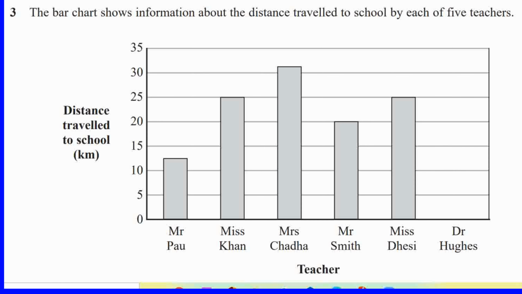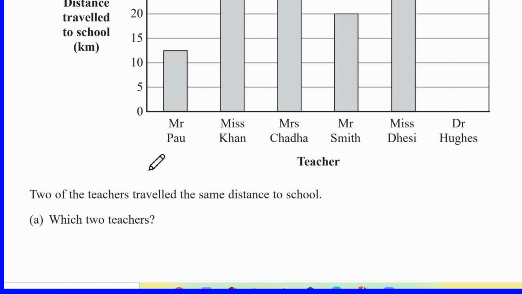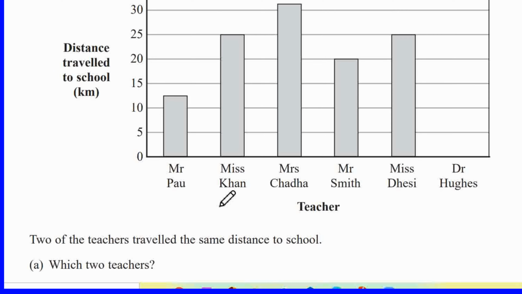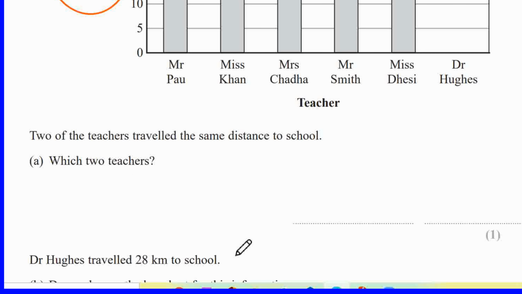Let's go to number 3. The bar chart shows information about the distance traveled to school by each of 5 teachers. 2 of the teachers travel the same distance to school. Which 2 teachers? Here, see the same height as this one, and this one is 25. It's Miss Khan and Miss Dashi.